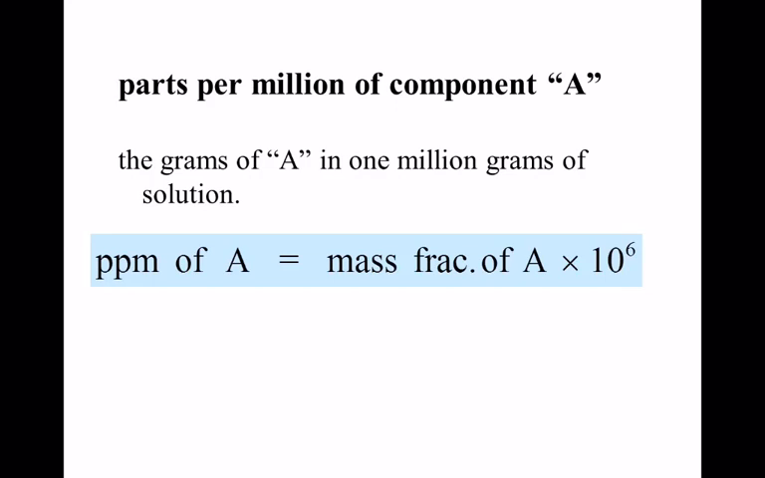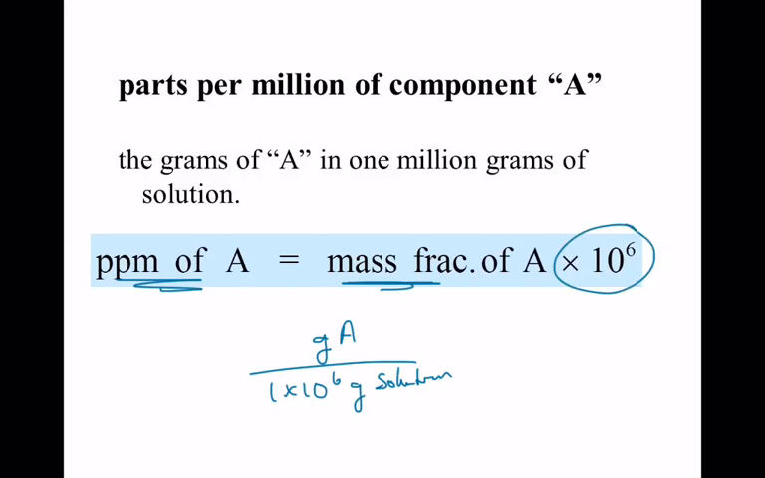So in other words, if it's by weight, which it usually is, parts per million, if you're trying to calculate it, will be grams of A in 1 times 10 to the 6th grams of your mixture or solution. If you have mass fraction, you can piggyback on it by multiplying it by a factor of 10 to the 6th.